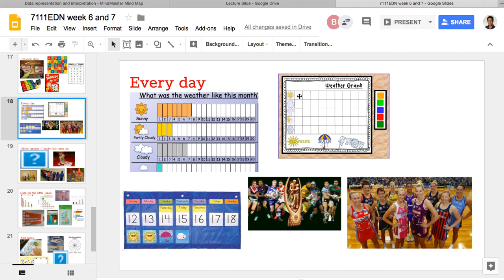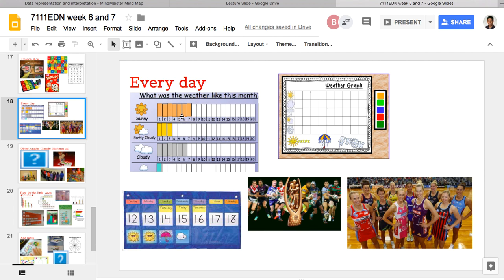So if it's sunny today, then you place an icon here. If it's rainy today, place an icon here. Now we don't have snow, so we wouldn't have this column here, but we would have weather graphs which are specific for us. Down here, this is another way of recording. So days of the week, we've got the days of the month that it is, and also the weather representation.